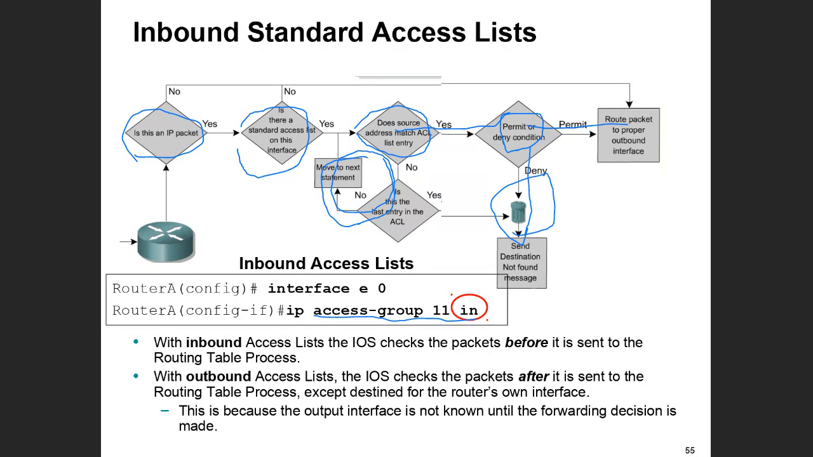If it's an outbound access control list, the IOS has to wait for the routing table lookup process to assign this outbound packet to a specific outbound interface. Once that is known, it'll check to see, is there an outbound access control list on that outbound interface? If so, apply that. Because the outbound interface is not going to be known until the routing table lookup process, the forwarding decision, is made. So that wastes a lot of processing power. If it's possible to architect your solution to go inbound, that's going to save processing time and make the router a little bit more efficient.